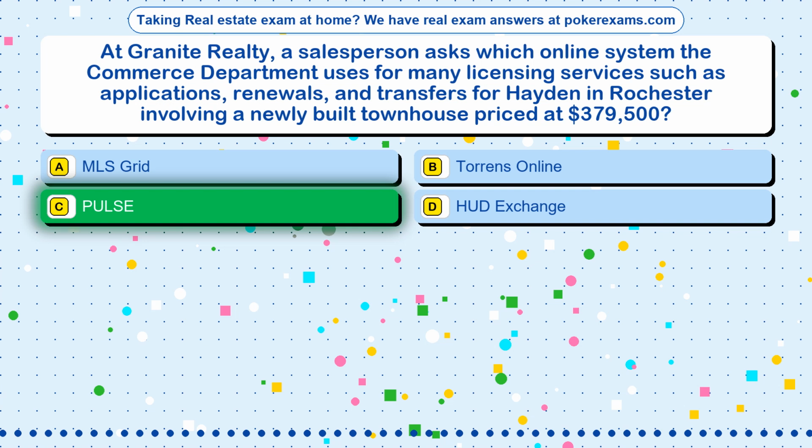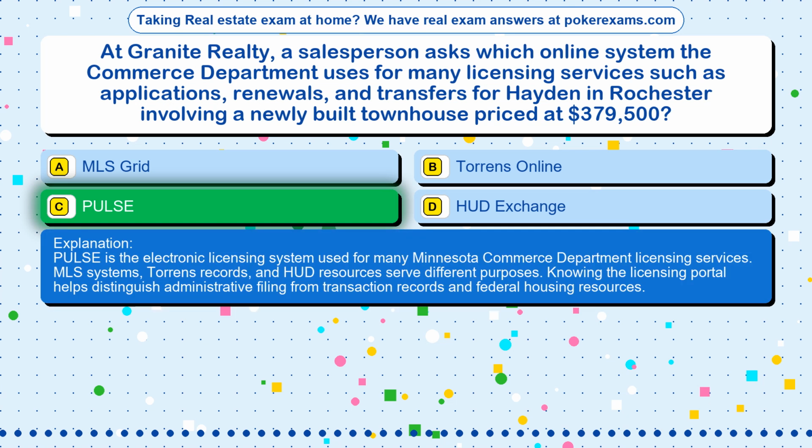The correct answer is option C, Pulse. Pulse is the electronic licensing system used for many Minnesota Commerce Department licensing services. MLS systems, Torrens records, and HUD resources serve different purposes. Knowing the licensing portal helps distinguish administrative filing from transaction records and federal housing resources.